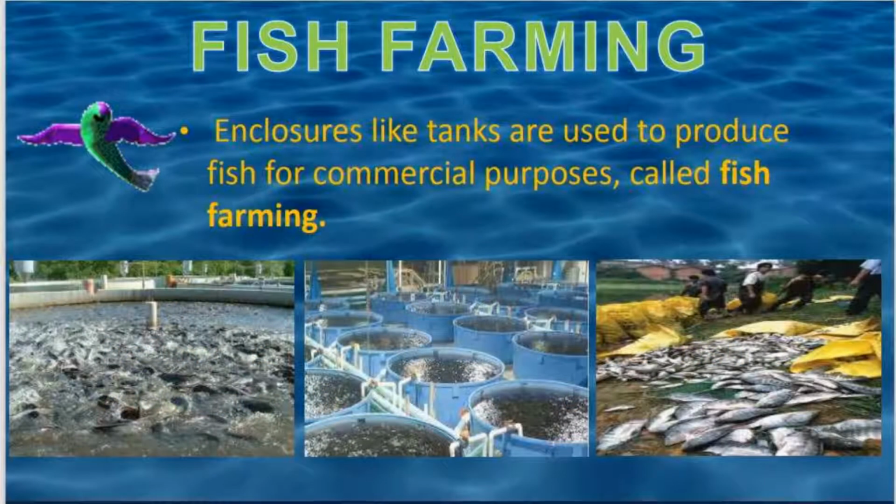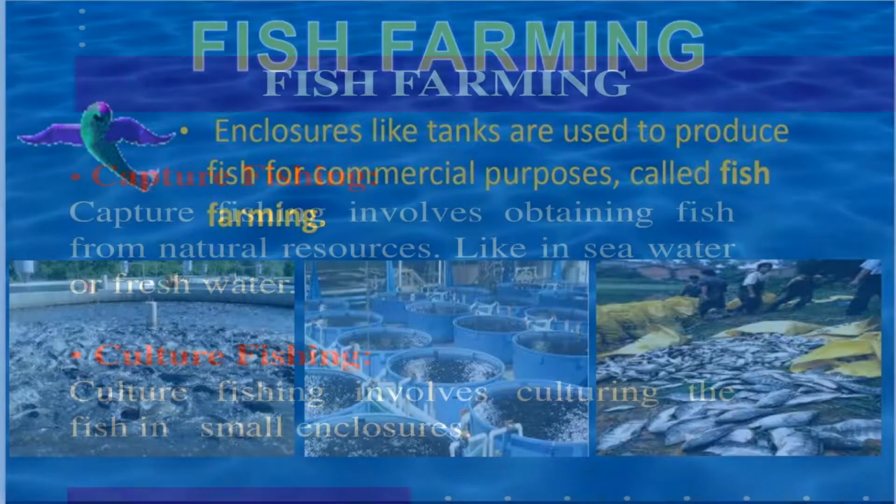Now, what is fish farming? Enclosures like tanks are used to produce fish for commercial purposes, called fish farming. See here the three images I have given. The tanks are there in which you are seeing the fishes. So these different types of tanks are used in fish farming for commercial purposes.